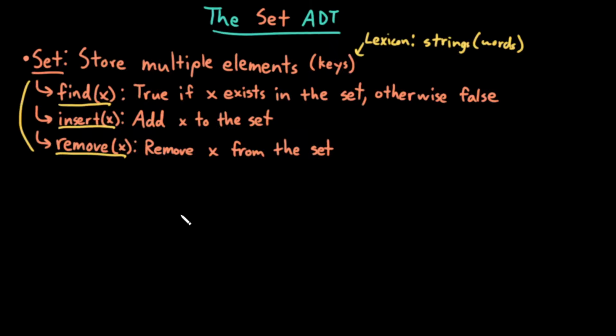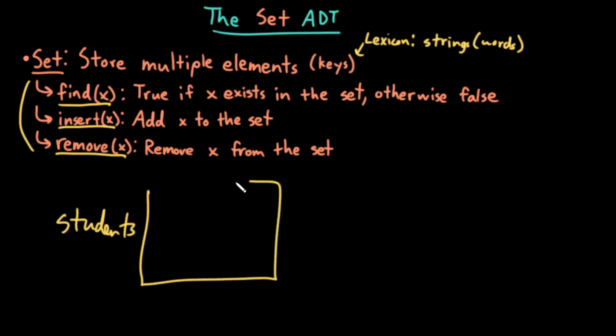So let's look at some examples. Let's say I have a set that's going to store some different strings. So in other words, I have a lexicon. I'm going to call it students. So let's say students is some collection of student names. And then maybe I will first insert Nima. So now Nima is in my set of students. Now I could do find Nima, and this should return true.